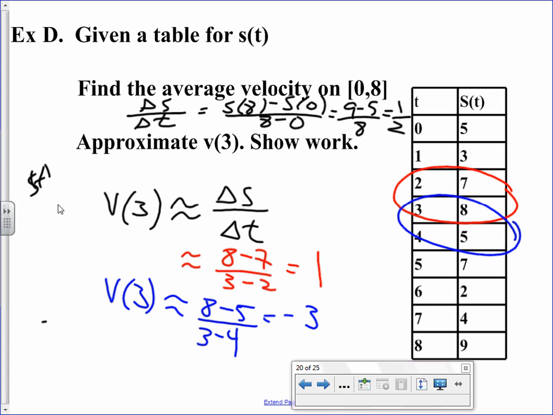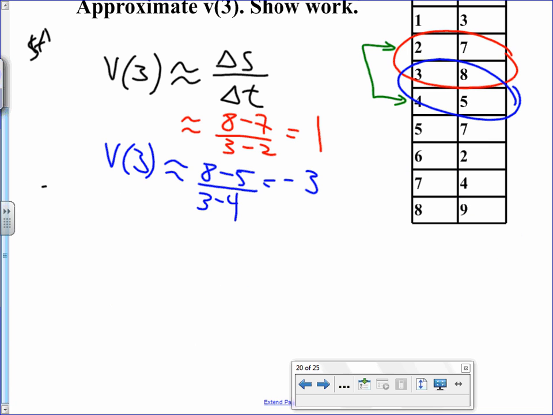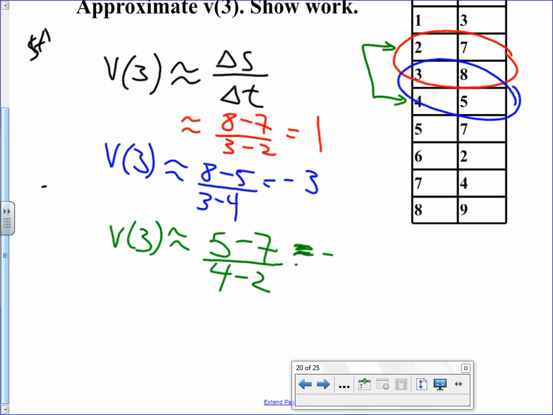And then the other possibility, some people like to use, if they ask you for the derivative at a particular value and it's there in the table, some people like to use the point before along with the point after. So if we use these 2 points, we get an approximation of position at 4, which is 5, minus the position at 2, which is 7, over 4 minus 2, and I get negative 2 over 2, so that equals negative 1.